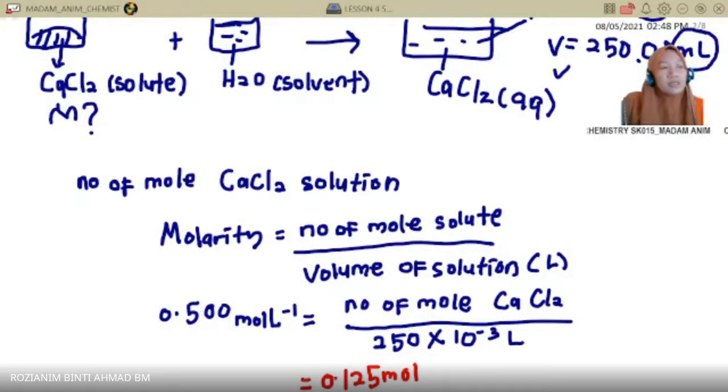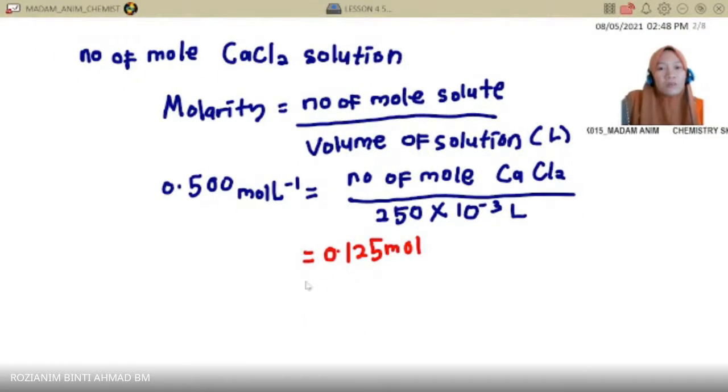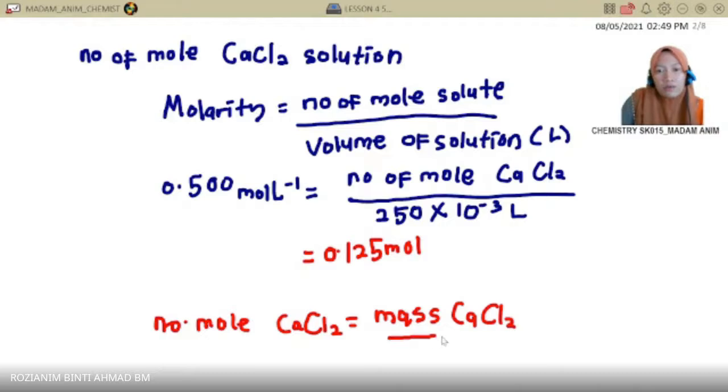Okay, so mean this is our the number of mole kita punya solute. So kita nak apa? Kita nak mass calcium chloride. So what should you do from this mole? So what happened? You must consider the relationship mole and molar mass. So according to your previous lesson, you belajar masa sekolah, okay? Number of mole calcium chloride equal to mass calcium chloride over molar mass calcium chloride.